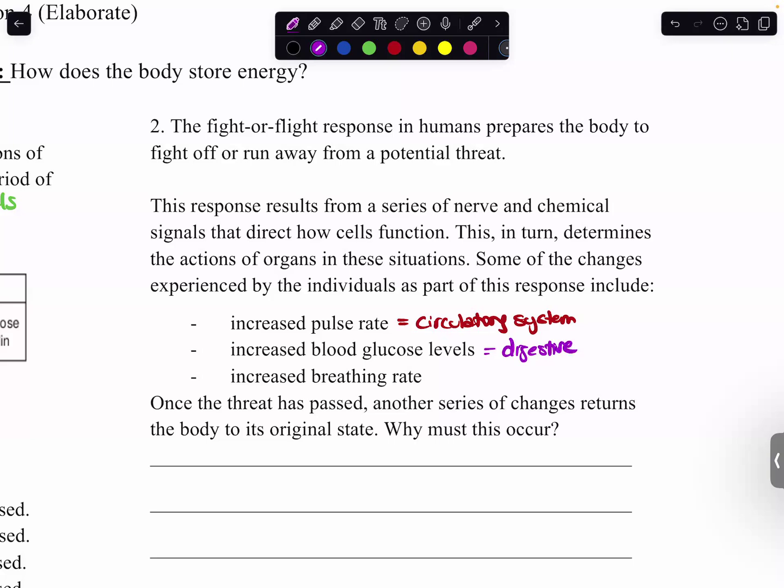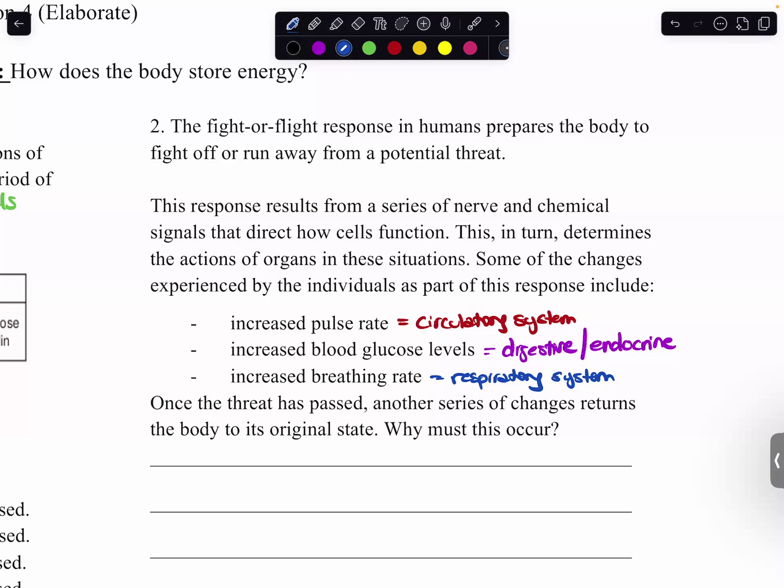But if I know that I'm going to talk about insulin, then it could also be endocrine, because insulin is a hormone. But digestive, if I'm talking about glucose, I know that I get glucose from eating. So if I'm eating food, that's a digestive function. And then increased breathing rate. When I'm talking about breathing rate, I am talking about the respiratory system. Okay? And then it says, once the threat has passed, another series of changes returns the body to its original state. Why must this occur?